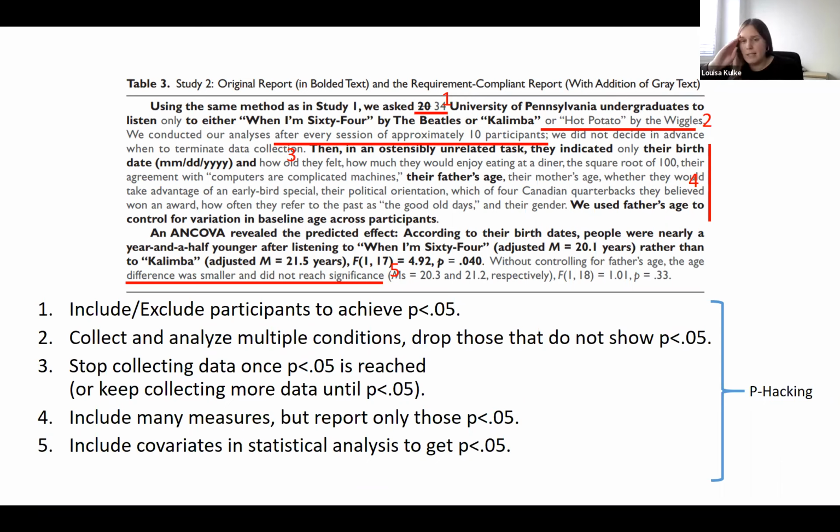So what does it lead to if people do this p-hacking? How can we find out if some studies are p-hacked? Well, it's difficult to know, right?